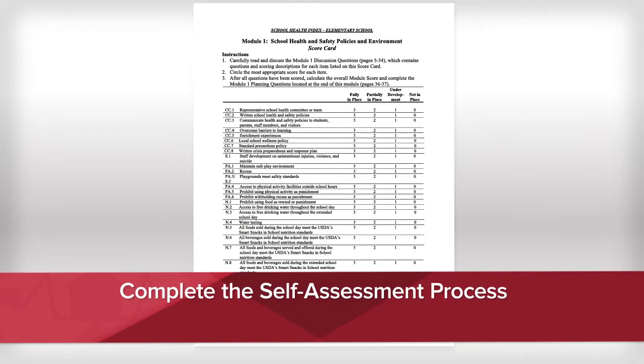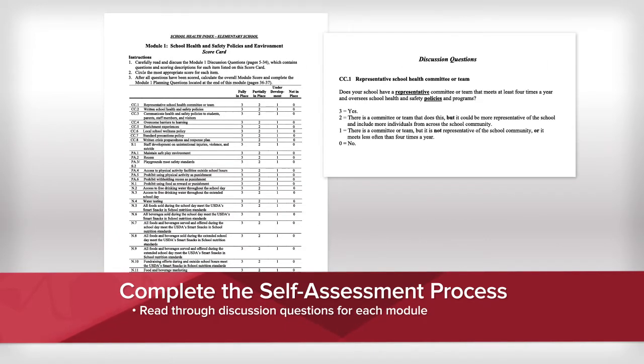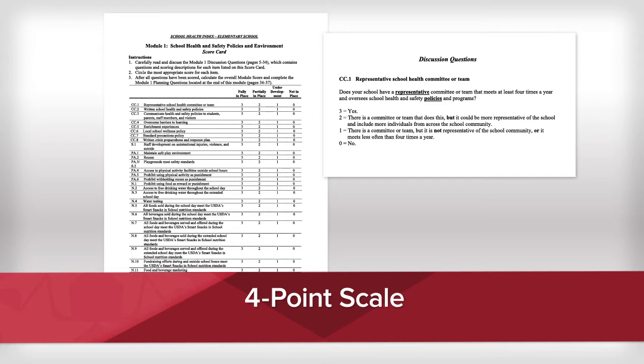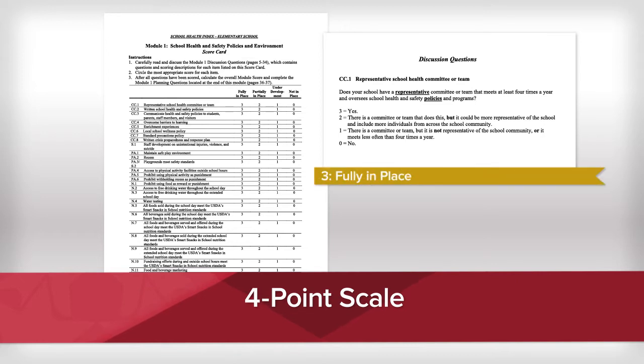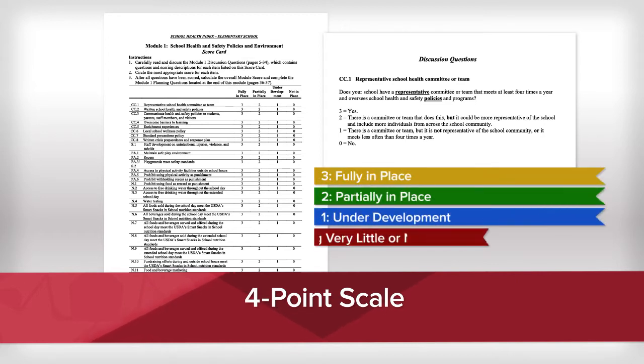When ready to complete the self-assessment, read through the discussion questions for each module carefully and select the answer that best describes your school. The School Health Index uses a 4-point scale, assigning 3, 2, 1, or 0 points to each question.